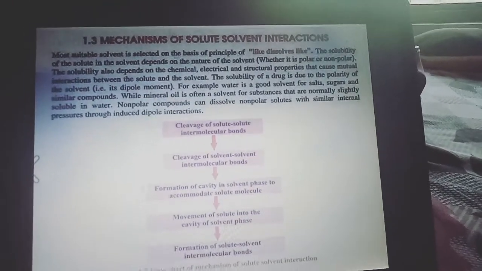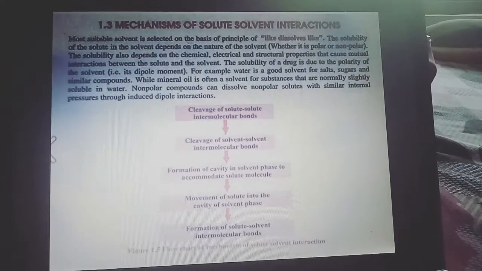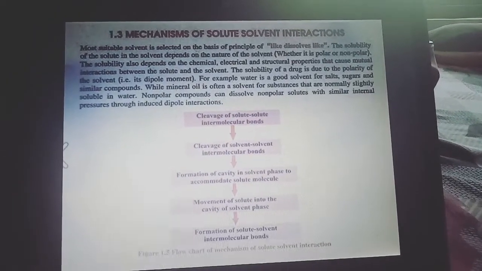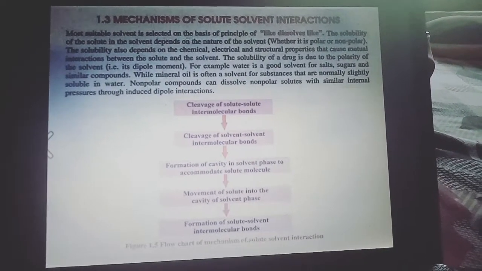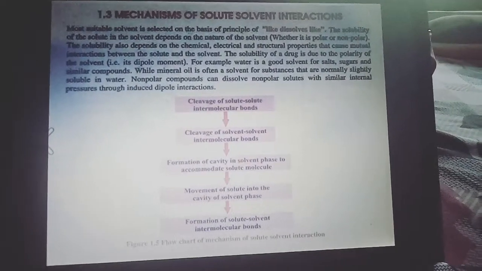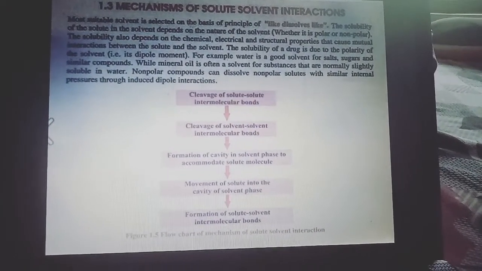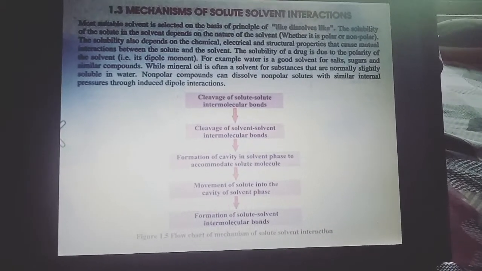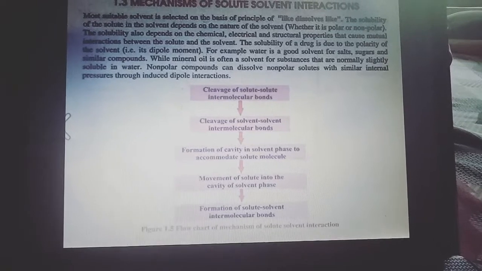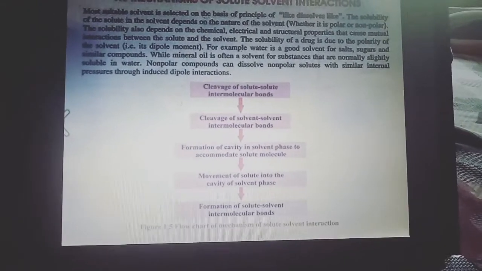Next, there are various methods of solute solvent interaction. Solute solvent interaction means what are the interactions between solute and solvent. Students, you have already studied the concept that like dissolves like, okay, meaning polar dissolves polar, non-polar dissolves non-polar. The solubility of a solute in a solvent depends upon the nature of the solvent.